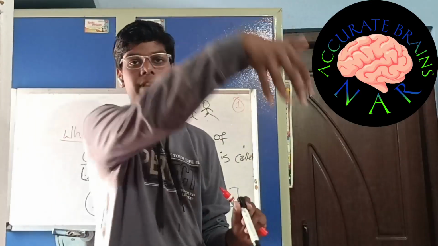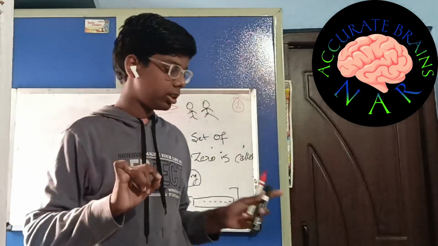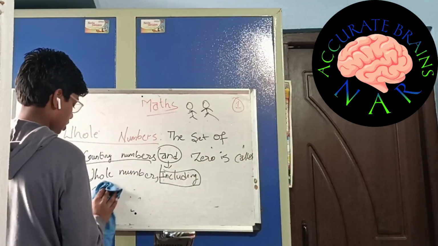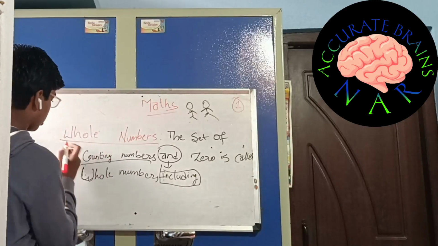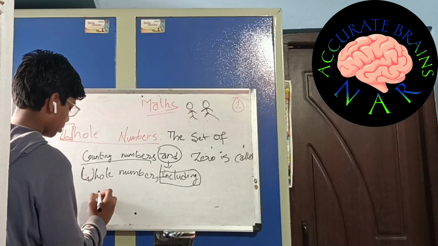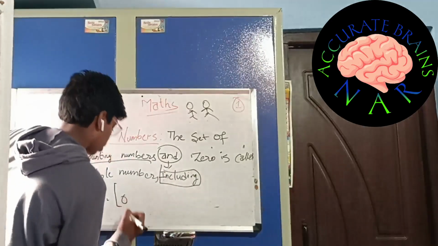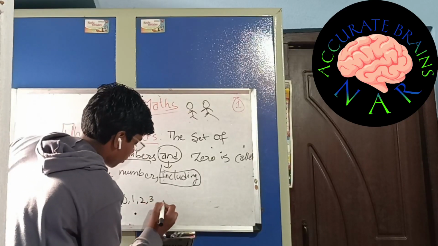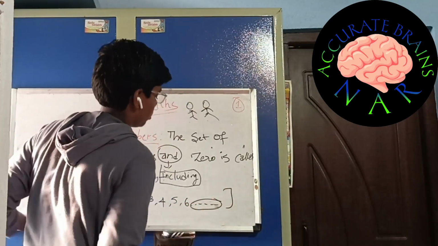For example, we have counting numbers like 1, 2, 3, 4, 5, 6, and whole numbers. If we talk about the representation of whole numbers, they are denoted by the capital letter W. So W is equal to 0, 1, 2, 3, 4, 5, 6 and so on, and this symbol represents infinity.